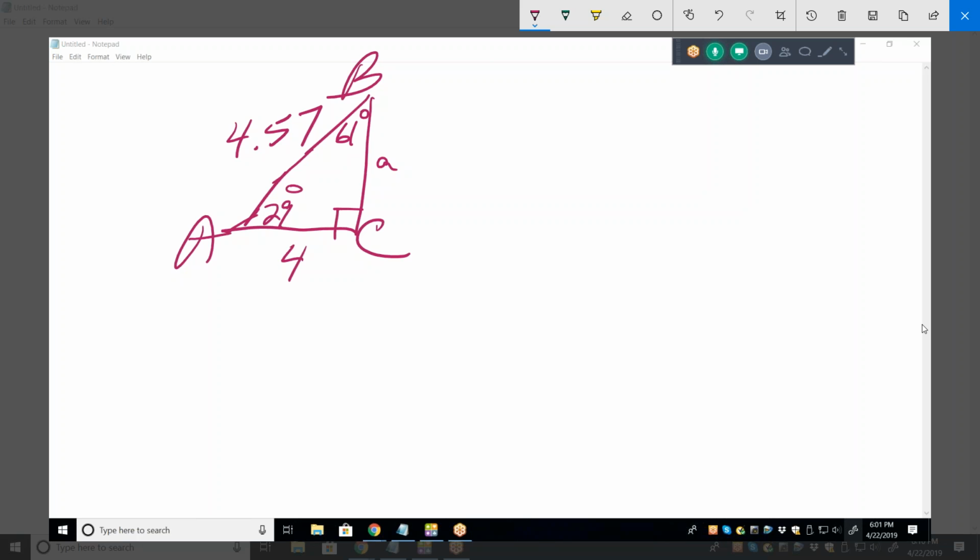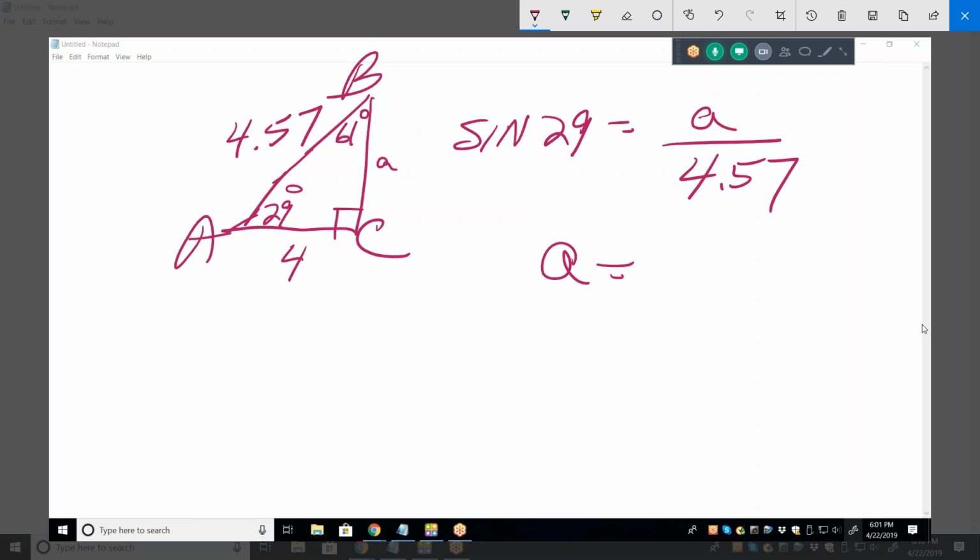So we could do sine of 29 equals a over 4.57. And you can kind of see that you're going to accumulate some round-off error here, because we rounded off 4.57, and we're going to multiply it by the sine of 29 degrees, which is going to be rounded off again. So sometimes it doesn't really pay to round it off. You're going to get a less accurate answer.